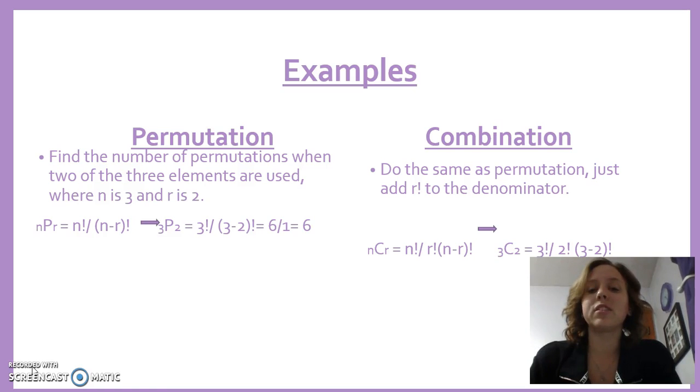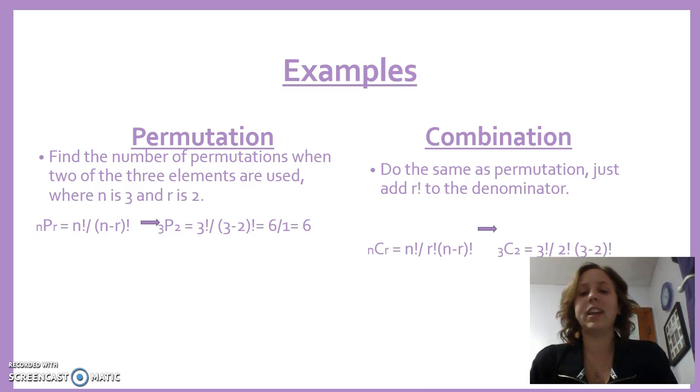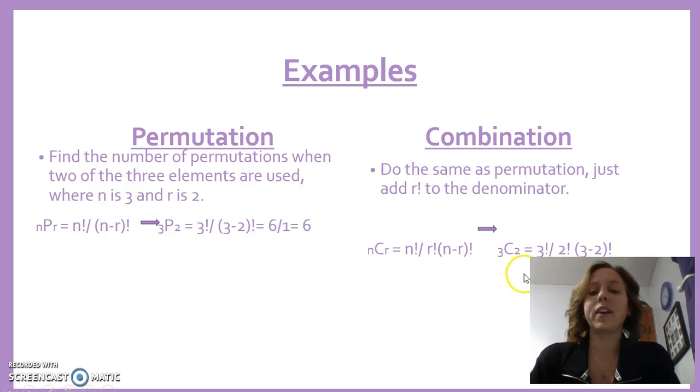The next one is combination. So we do the same as permutation, just adding r factorial to the denominator. If we're using the same example from before, using 3 and 2 for n and r, then we're doing 3 choose 2. Often with combinations we say we want to choose. So we have 3 factorial over 2 factorial times 3 minus 2 factorial. And as you can see, it's kind of hidden behind me, but 3 factorial is equal to 6, and 2 factorial times 3 minus 2 factorial is 2, so 6 over 2 is equal to 3. So it has 3 combinations.